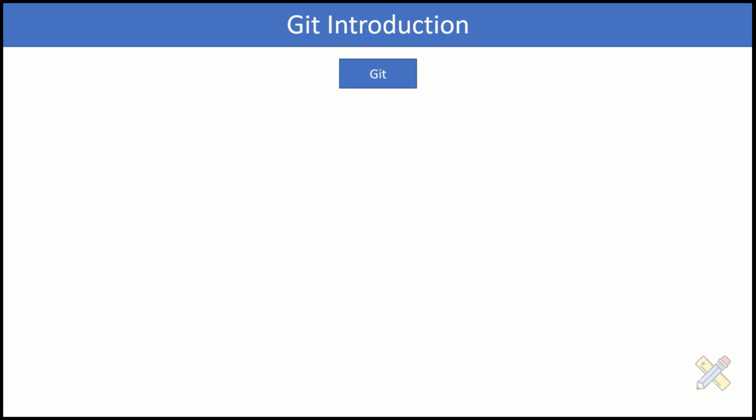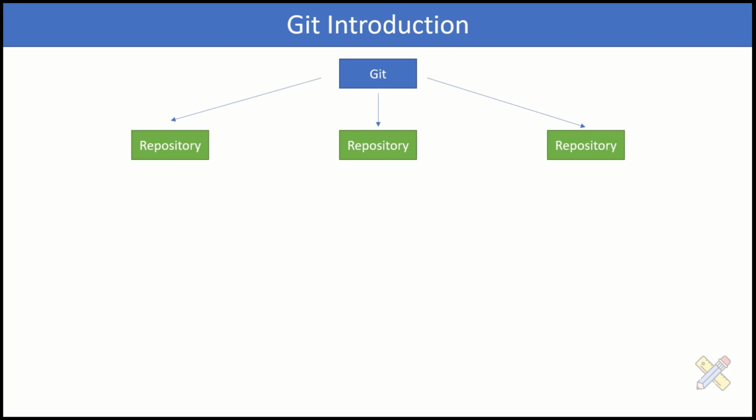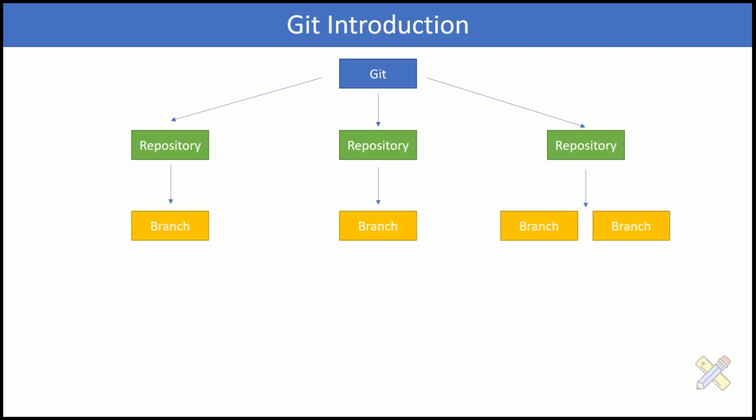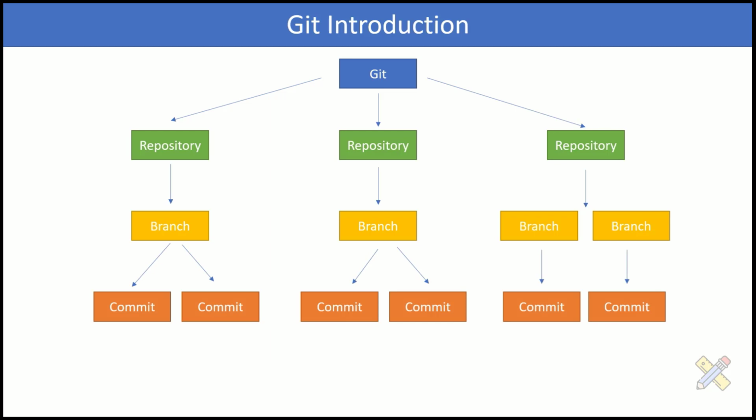Moving on to a simple representation of Git architecture. So at the highest level, you can have n number of repositories or projects, whatever you want to call them. And inside each repository, you can have n number of branches depending upon how many independent lines of project development you want to carry out. Inside each branch, you can have n number of commits depending upon how many checkpoints or versions you want to record for each branch of development.